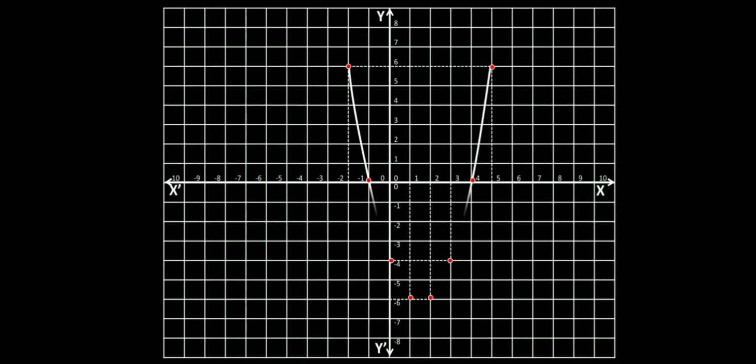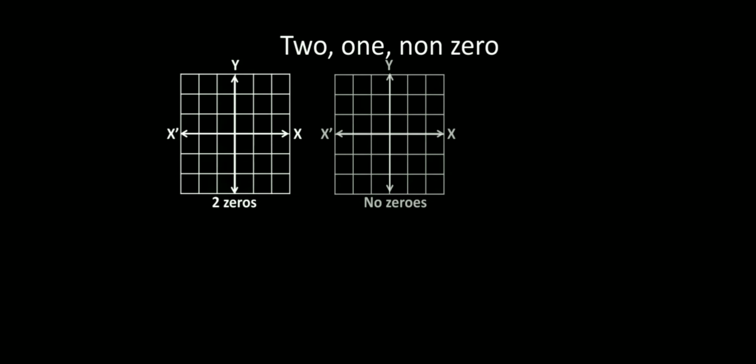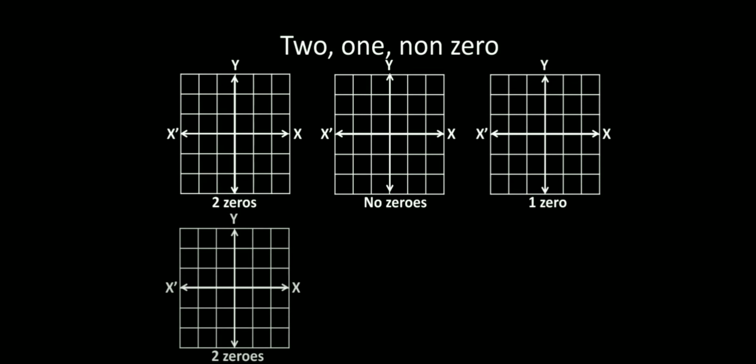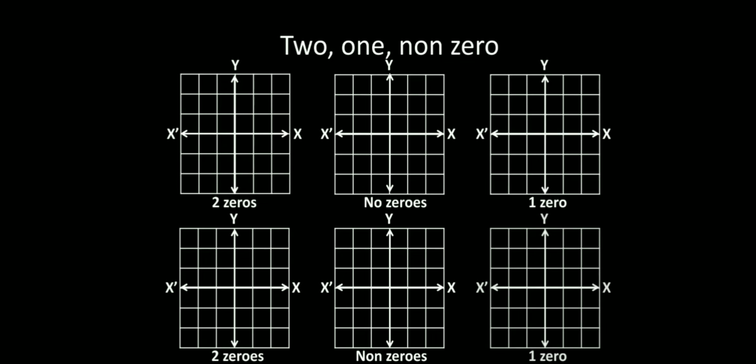This type of graph is called a parabola. I hope you have understood. So the quadratic polynomial has a parabola. Now this parabola can have 1 zero, no zero, or 2 zeros. Maximum is 2 zeros. So let us see what the graph looks like when the parabola or the quadratic equation has 2 zeros.